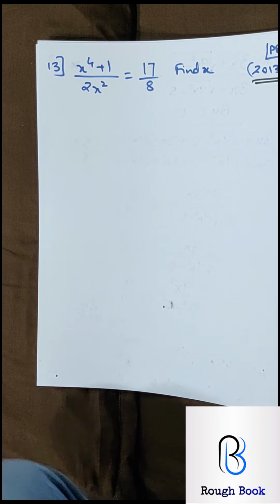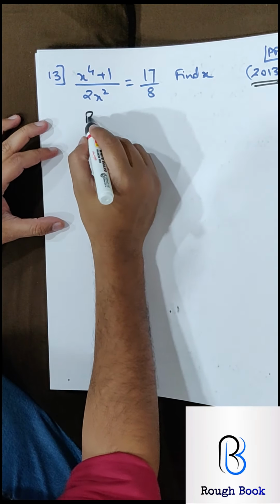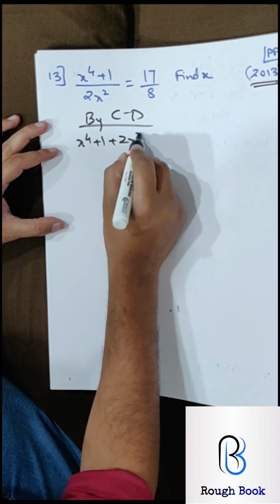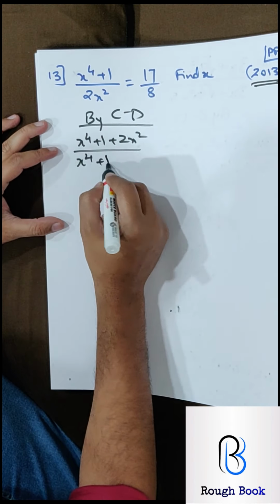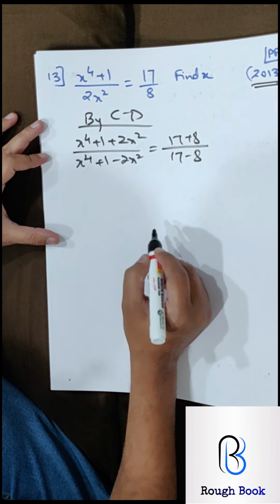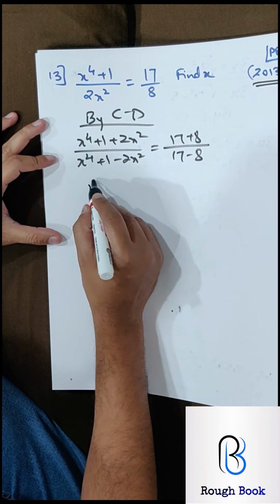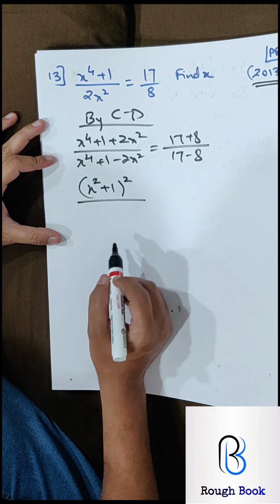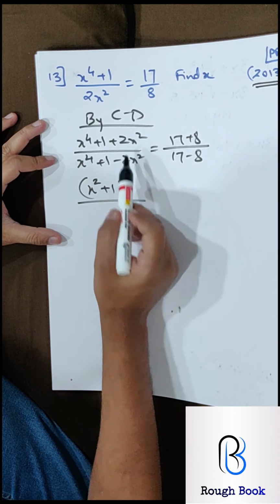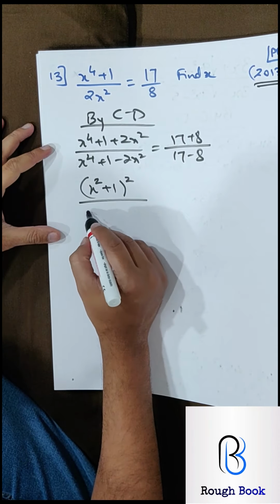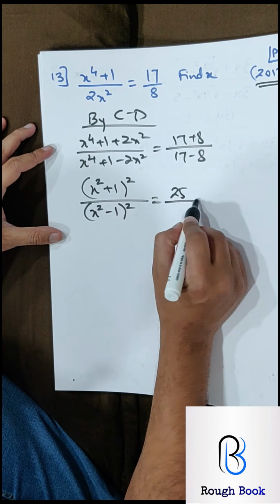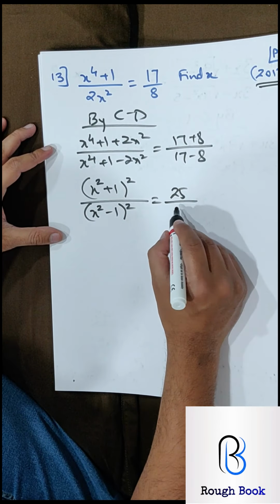All the best. So by componendo dividendo, because properties of proportion, x4 plus 1 plus 2x square, x4 plus 1 minus 2x square, 17 plus 8, 17 minus 8. Now here this is a formula for x square plus 1 the whole square. Yeah, that's the trick they have worked upon. a square, b square, 2ab. If you got it, lovely. x square minus 1 the whole square. 17 plus 8, 25. 17 minus 8 is going to be 9.